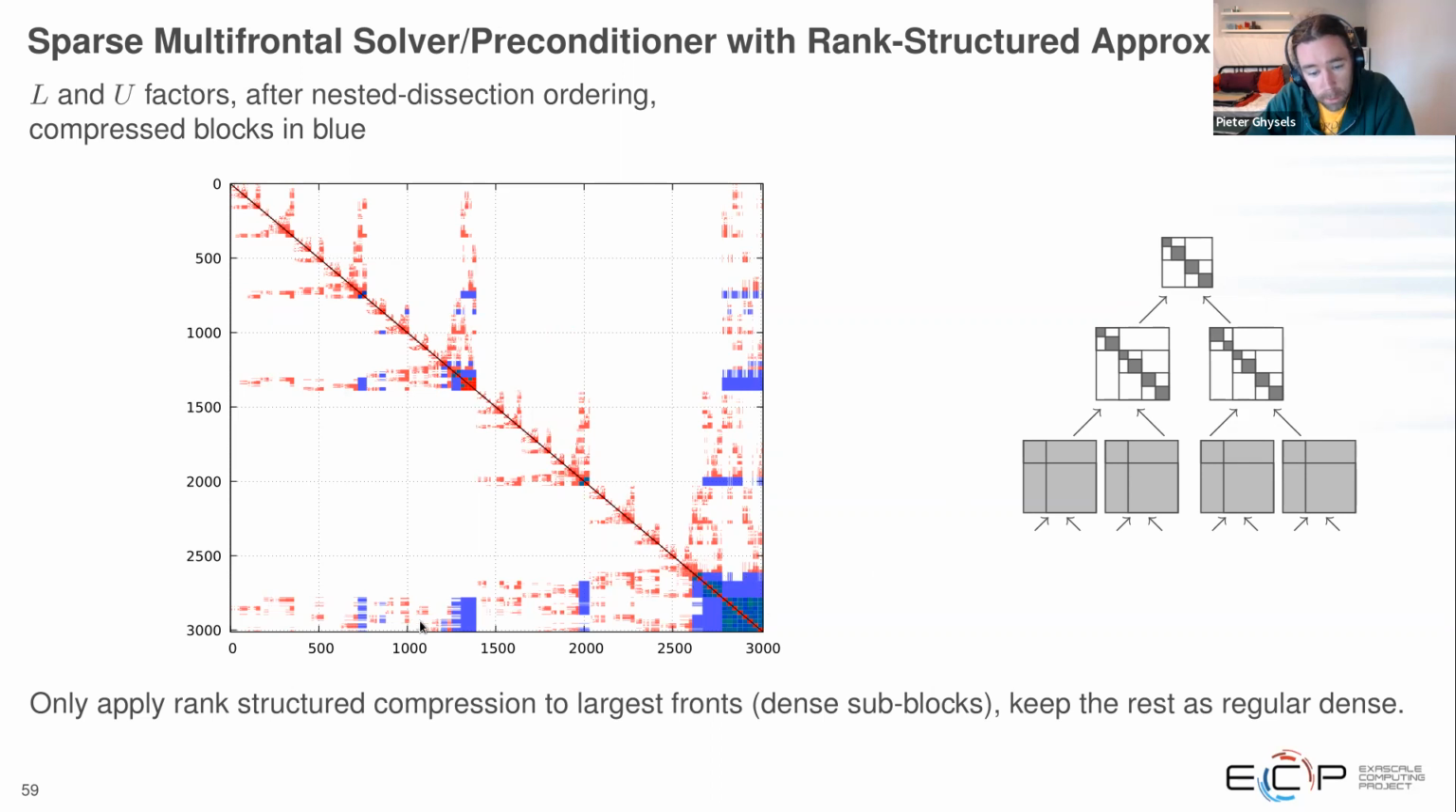So the blue blocks here are the blocks that are compressed using a low rank. But since these blocks get smaller and smaller as you go down the tree here, there is a cutoff, and we only compress the higher levels in the tree because those correspond to larger matrices. If you do the compression on too small matrices, there will just be too much overhead. So that's an important tuning parameter, the minimum size for a matrix to be compressed using these rank structured approximations.